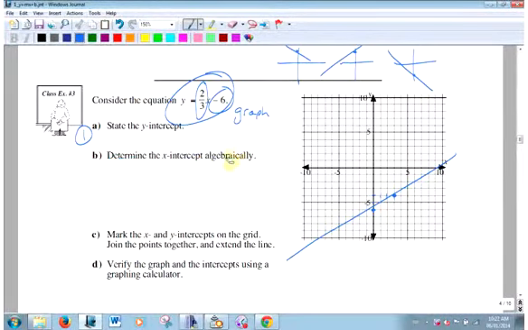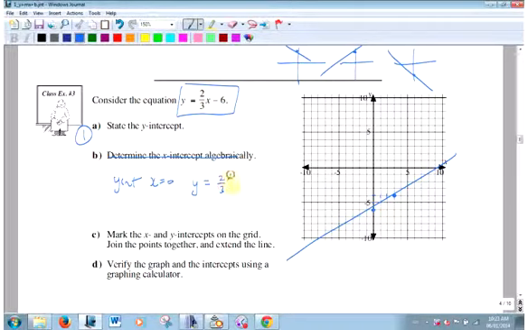Let's do this a different way. How many points do you need to do a line? We've already done this. What are 2 points on this line? How about the x-intercept and the y-intercept? Pretend today didn't even exist. How do you find the y-intercept here? The y-intercept, that's where x is 0. Y is 2/3 times 0 minus 6. The y-intercept is minus 6. There's 1 point.